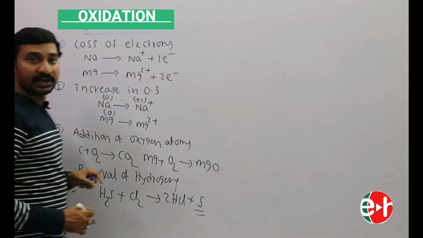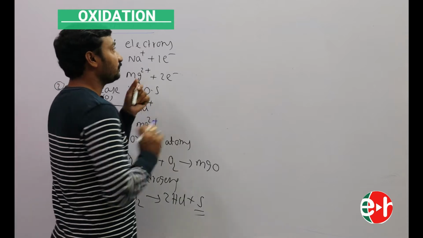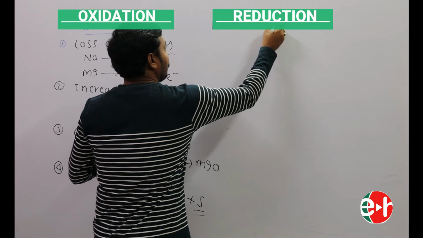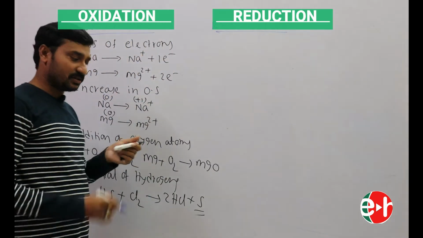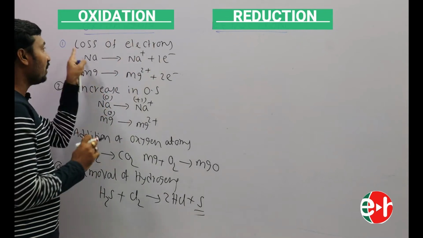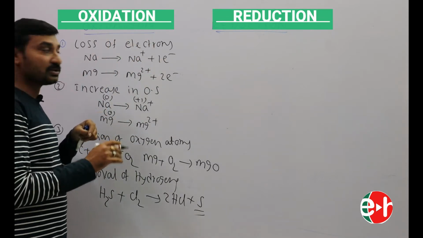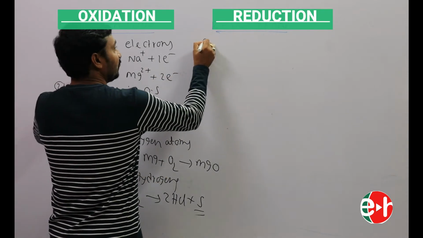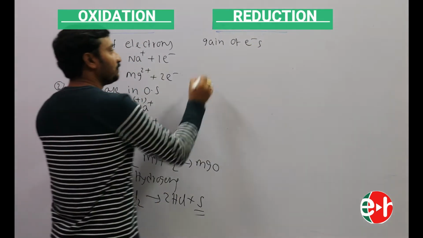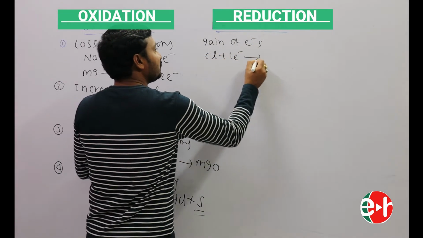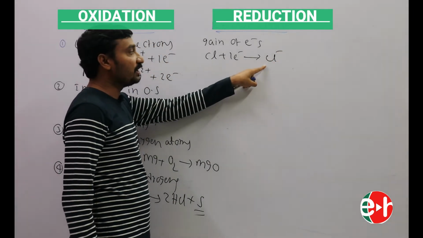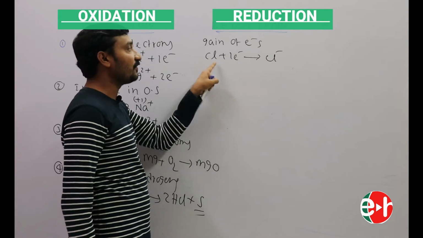Now coming to the next one, reduction. What is reduction? Complete opposite of the oxidation definitions. Loss of electrons, oxidation; then gain of electrons, reduction. For example, Cl + 1 electron gives rise to Cl-. Here chlorine gains 1 electron and is converted into Cl-. So this is reduction, gain of electrons.